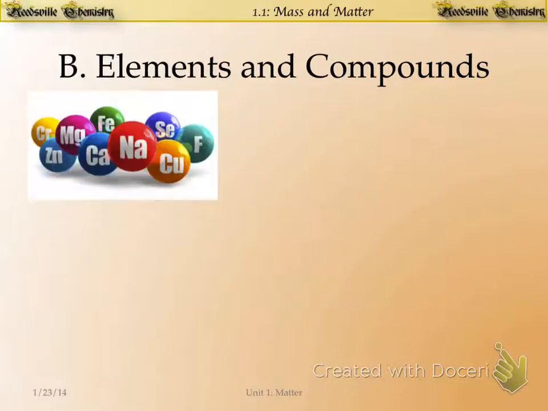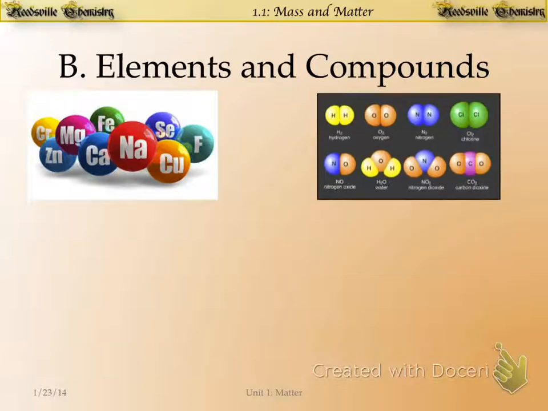Now let's do some visuals real quick. When we talk about elements, we might be familiar with these guys, right? These we would find on the periodic table. These are chromium, zinc, magnesium, calcium, iron, sodium, selenium, copper, and fluorine. These are all different types of atoms, and they're each specific elements. Got it? Great. But we can take these elements and we can combine them.